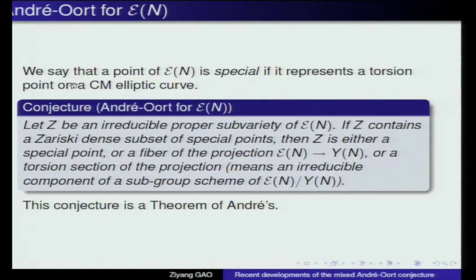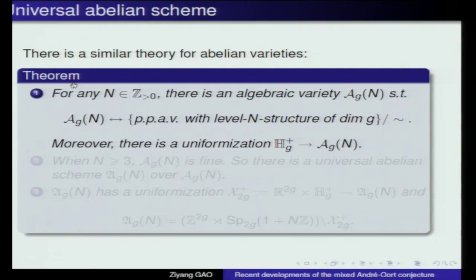And this conjecture was proposed by Yves André in 1993 in a talk. In this case, this conjecture was proved at the same time using a height inequality of Silverman. Okay, so this is the dimension 1 case, elliptic curve.